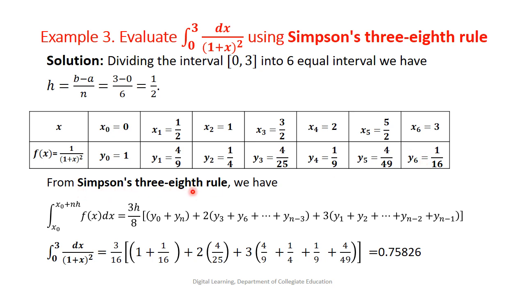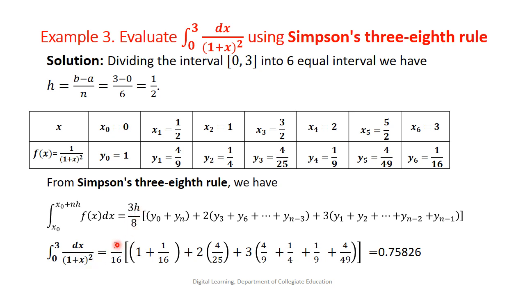Now I write Simpson 3/8 rule. Here it is given by integral x0 to x0 plus nh f of x into dx, 3h by 8, first term and the last term, plus 2 into all y terms which are multiples of 3, and 3 into remaining terms. Here when you substitute this, you are getting the value of the required integral.